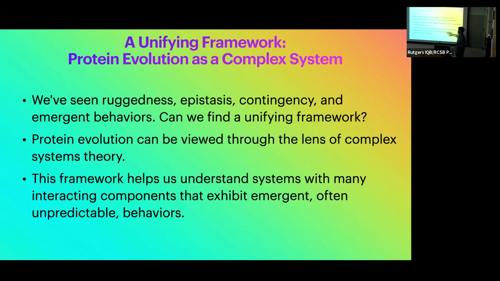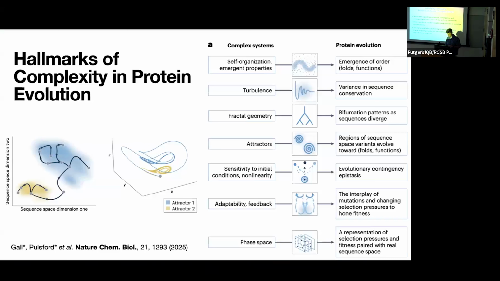So this framework is used in information science to understand systems with many interacting components that exhibit emergent, unpredictable, nonlinear behaviors. And if you look at how proteins behave as we collect more and more data, we're seeing the same things over and over again: self-organization, emergent properties in complex systems, and that's exactly what we see with proteins, right? So you see folds as oases of structure and order across a structure sequence space, which is mostly disorder, right? We see turbulence.